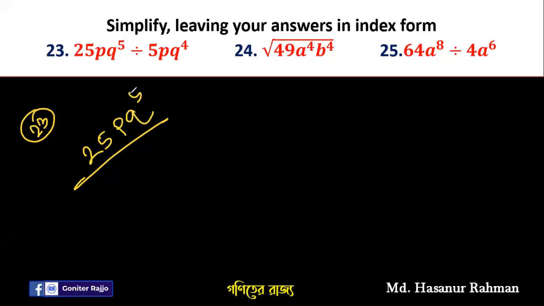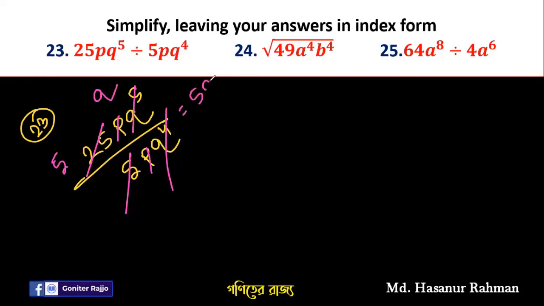25p to the power 5 divided by 5p to the power 4. So we have to divide. 25 can be divisible by 5, so that is 5. We can divide p by p. q to the power 5 divided by q to the power 4, that will be q. So the answer will be 5q.